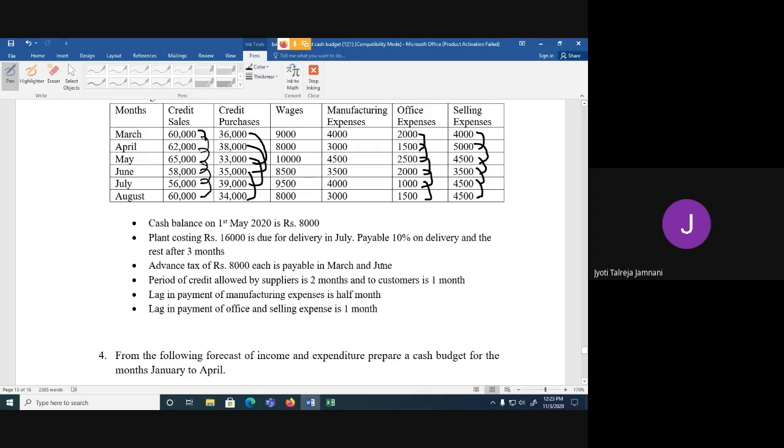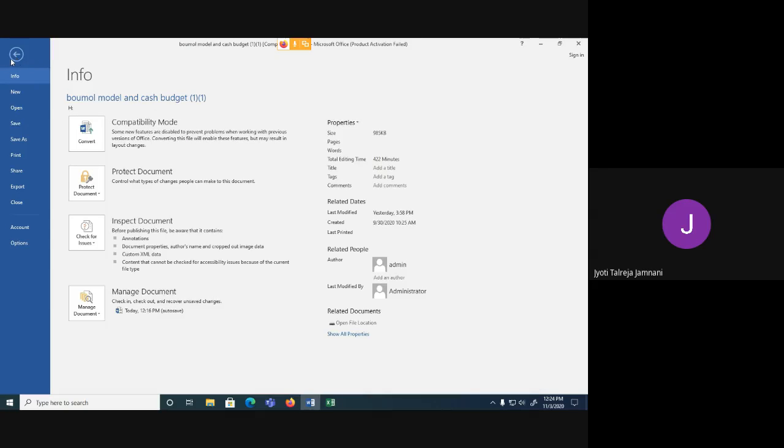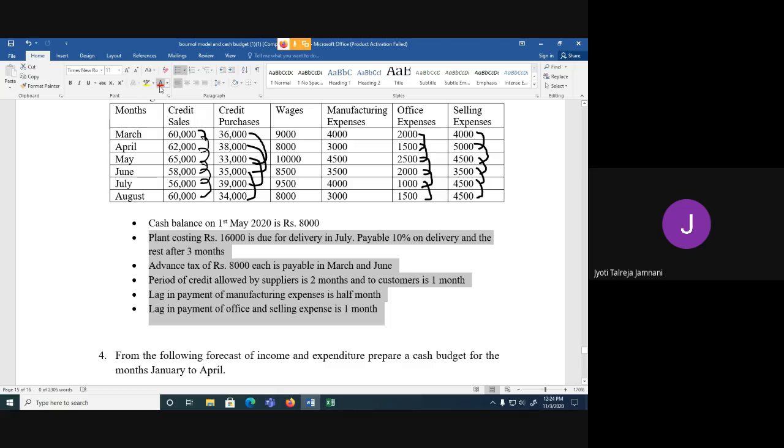Now we'll have to understand how it would work. Okay, so have all the things been taken or not, we'll have to check. So we have finished all these. I'm marking them in red so that we are clear that we have finished all this. Only this opening stock thing is left. And if you look here, we have finished credit sales, credit purchases, manufacturing expense, office and selling. Only wages is left.